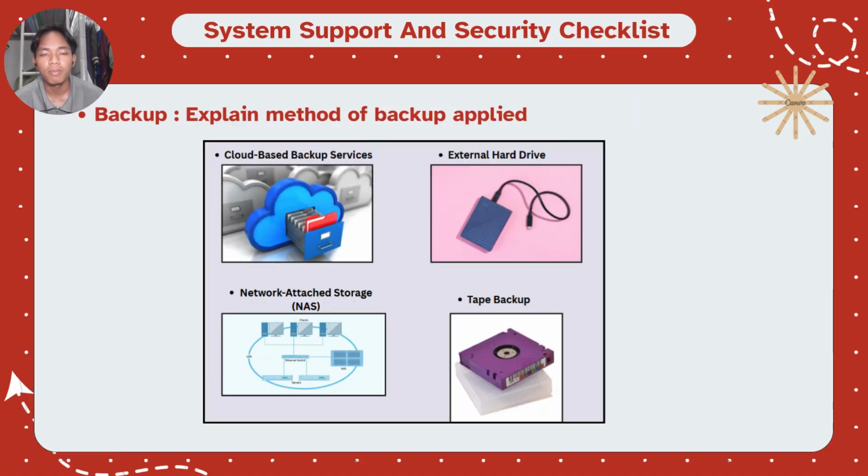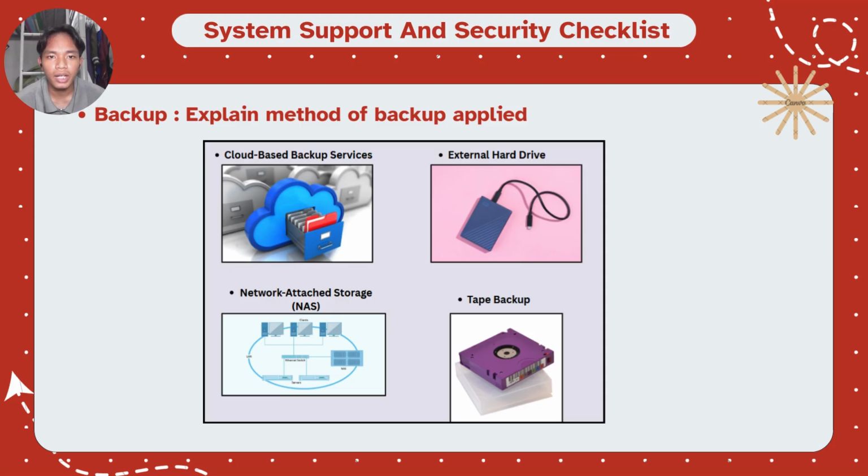Okay, the last one is backup. In backup, we have 4 backup methods to make sure our data is secure. The first one is cloud-based backup service. This method involves sending copies of your data to servers on the internet. It's like having a safe offsite where you can store your important files. Next is external hard drive. This is a physical device you can plug into your computer to save copies of your files. It's like having a portable safe that you can carry around.